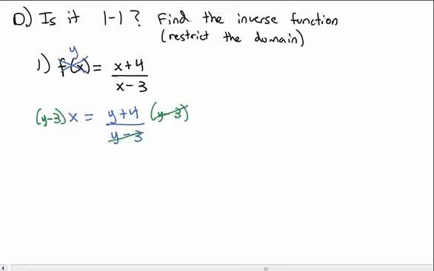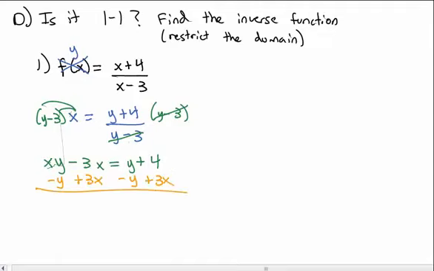We have y's on both sides, but we saw this in our previous unit. We know we need to multiply everything out and get the y's onto one side, everything else on another side. So I'm going to distribute the x. So we have xy minus 3x equals y plus 4. Let's move the y's to the left. We'll subtract y from both sides and move everything without a y, the 3x, to the other side by adding 3x.